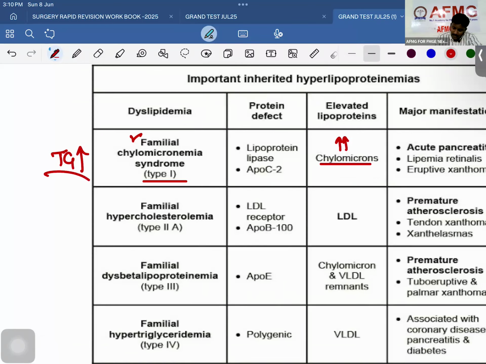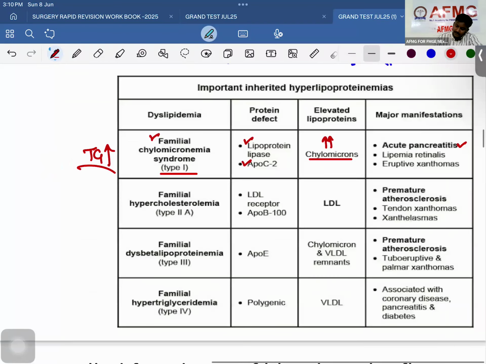That is important. Here the defect is either in an enzyme called lipoprotein lipase or in the activator known as ApoC2, beta. The patient will have high risk of acute pancreatitis and eruptive xanthomas, not xanthelasma, xanthomas. Okay, it looks like a tumor.